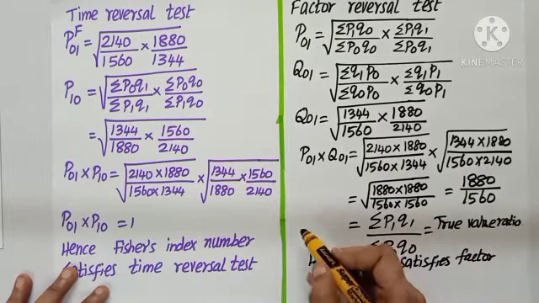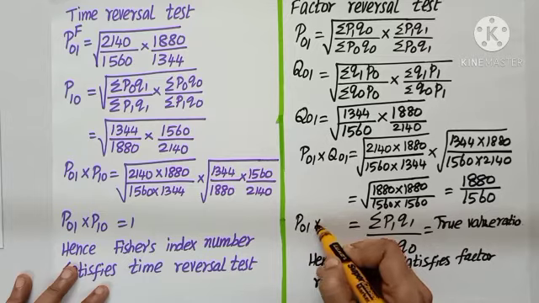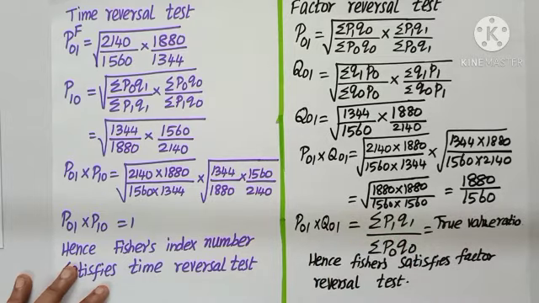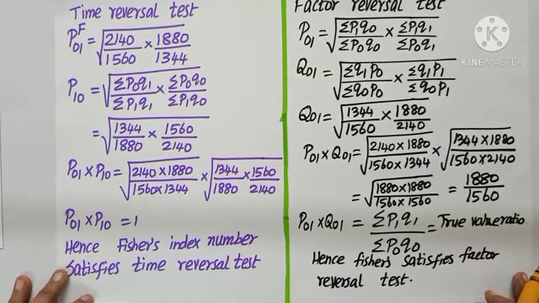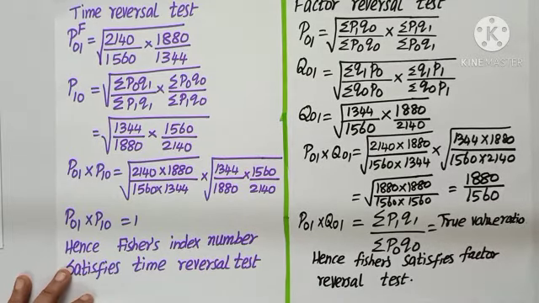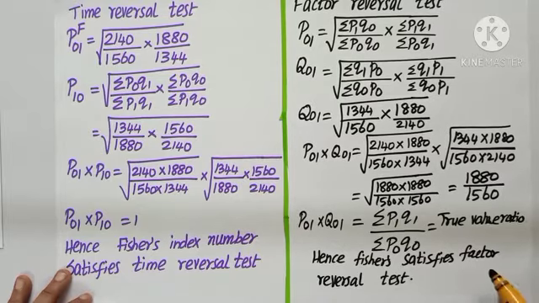Whenever I multiply P01 and Q01, if I arrive at true value ratio, I will say that the index number satisfies factor reversal test. So we declare Fisher's satisfies factor reversal test. The question is to check how Fisher satisfies time reversal and factor reversal, and we have proved the answer.